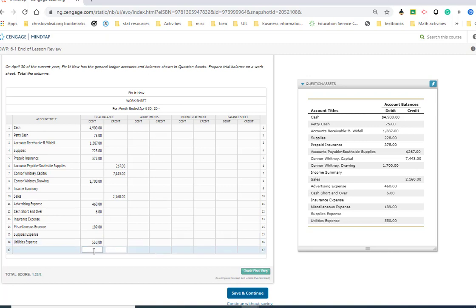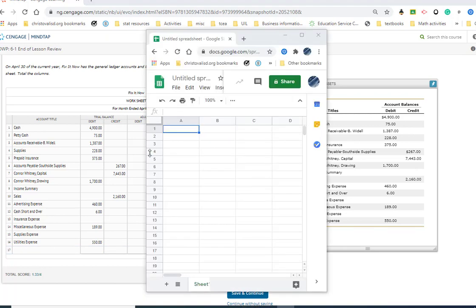Now we got to total each of these columns. And so, like I said, I typically will pull up a sheet and do it off of that. So I have my sheet up, and so just pulling in the information: 4,900, 75, 1387, 228, 375, and then the next ones are over in the credit. So let's go down to the 1700, and then over in the credit, 460, 6, 8, 189, 550.